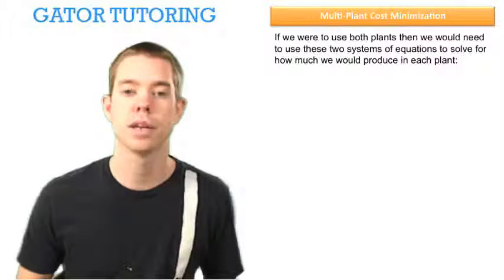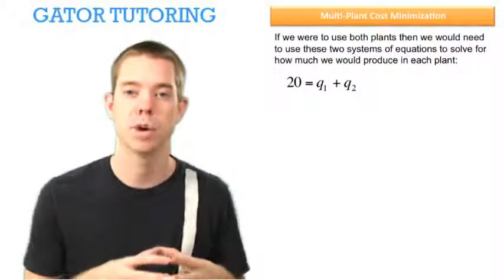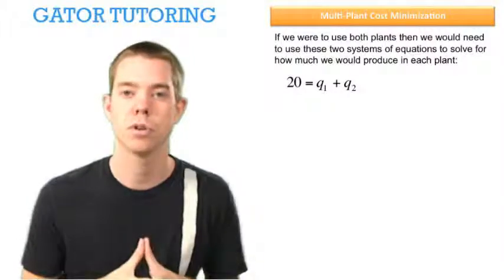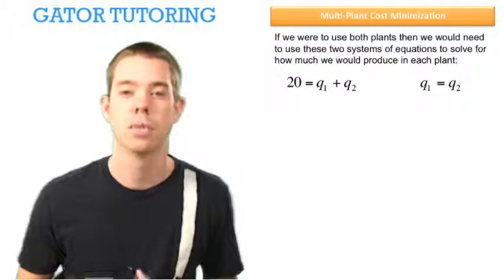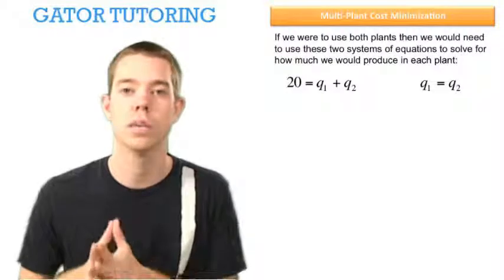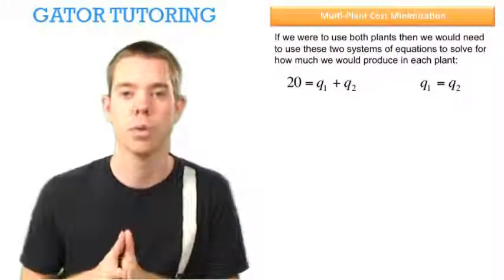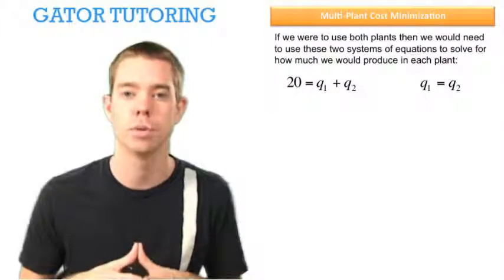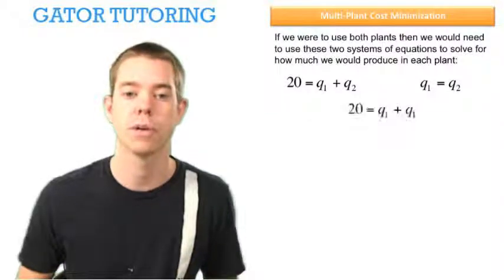If we were to use both plants, then we would need to use these two equations to solve for how much we would produce in each plant. The first equation is our 20, how many we want to produce, is equal to how many we produce in plant 1 plus how many we produce in plant 2. The other equation is the optimization condition that said we're going to set the marginal cost in plant 1 equal to the marginal cost in plant 2 to see the relationship of Q1 and Q2, which in this case we found were equal. Q1 was equal to Q2. So we use these two equations to solve for how many we produce in each.